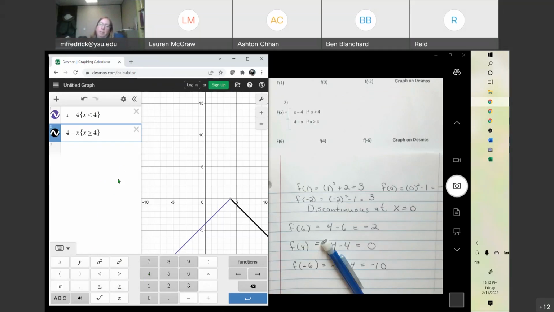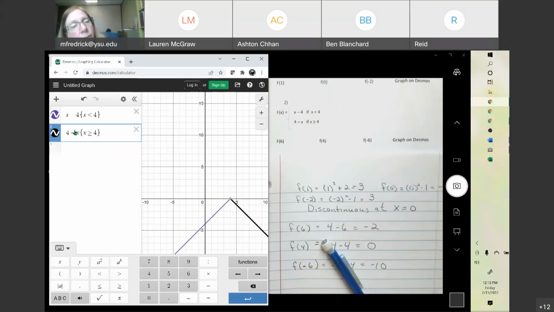Should be getting an upside down V. Is everyone getting that? Notice that unlike the other one where it was broken here, this one is continuous because we can trace and not have to pick up our pencil. It keeps going.